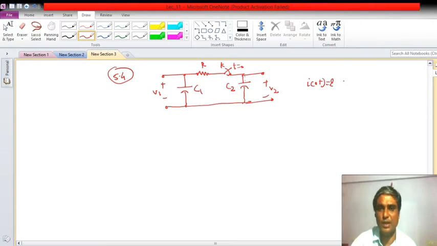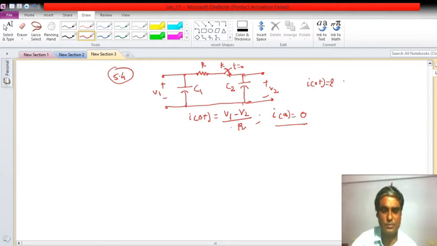Now if the switch is moved at this point, what will happen? Your i(0+) will be equal to the difference between this and this, so (V1 minus V2) upon R. And what will be i(infinity)? It will go to 0, because at steady state the capacitor will become open circuited. And when the switch is closed, i(0+) will be the difference of the potential at this point.